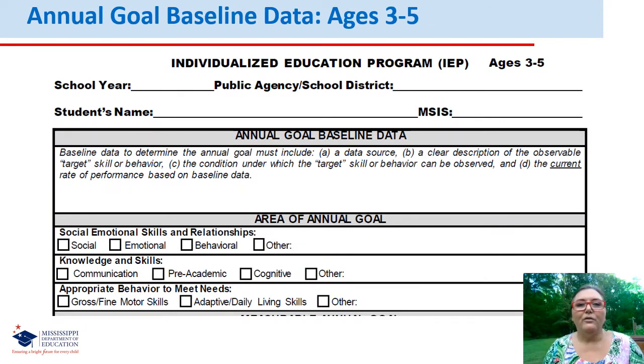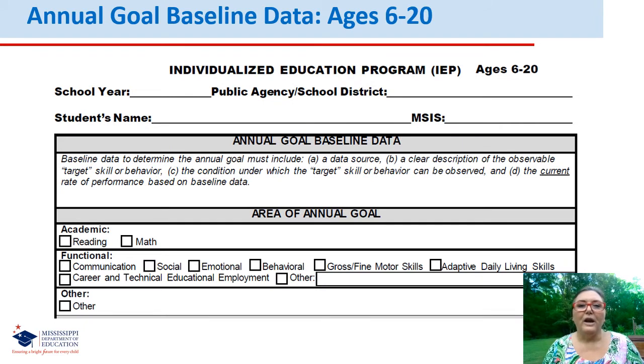Let's go ahead and dive right into our baseline. Here on this slide, we have the baseline portion of an IEP form that's for our students that are ages 3 to 5. Here we have a focus on goals that are academic or pre-academic, as well as those developmental goals that our students should be attaining. This is what the IEP form looks like.